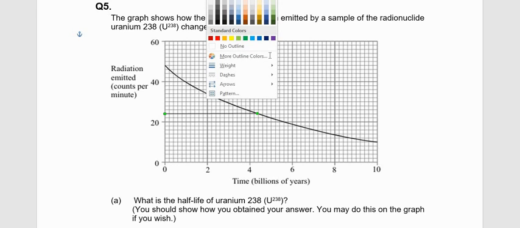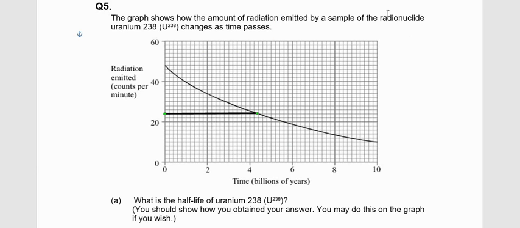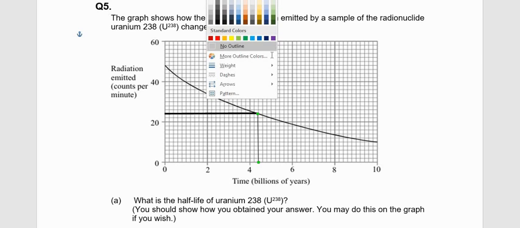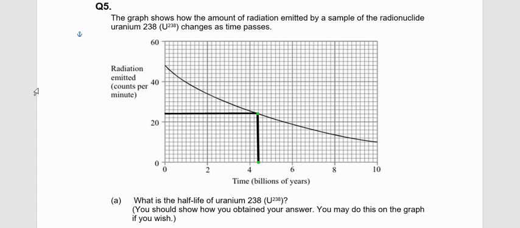I'll make that a bit thicker so you can see it. Something like that. As soon as we've done that, we can then draw a line down from the point that it intersects the curve, and we have our half-life. Hopefully you can see that the half-life is about 4.4 billion years.